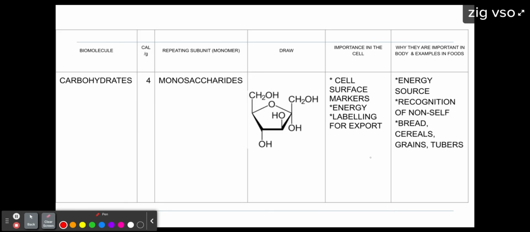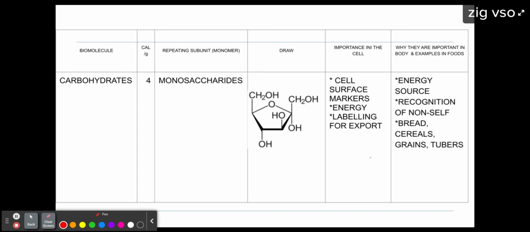Carbohydrates have 4 calories per gram. They're made up of monosaccharides. You can see the structure there. And in the cell, they are cell surface markers. They're used for energy and also labeling materials for exports. They make up the name tags for things.